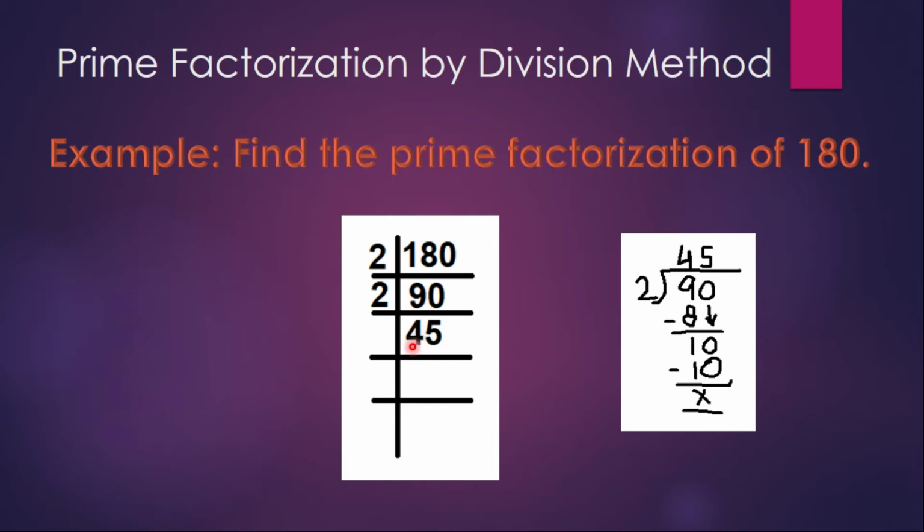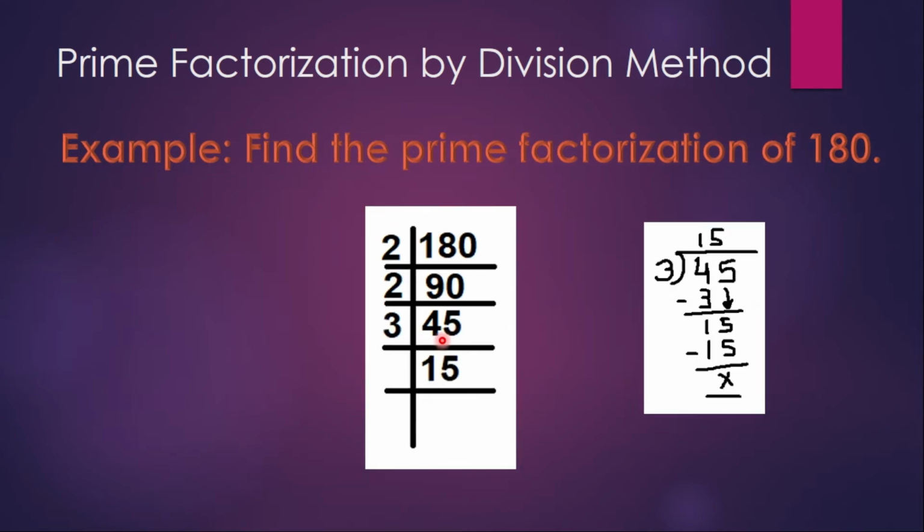Now children, we have to divide 45 again with a prime number, but the prime number 2 can't divide 45 completely because it is an odd number. So for that we need to take the next prime number which can divide 45 completely. What will be the next prime number, children? 3. Yes.